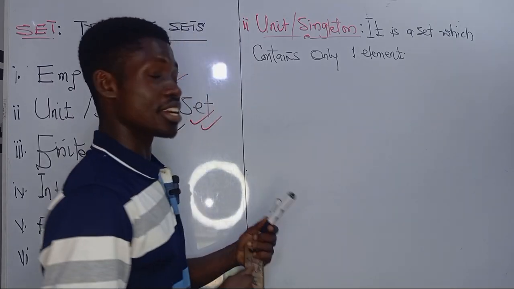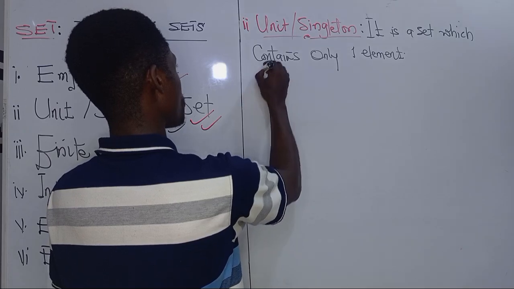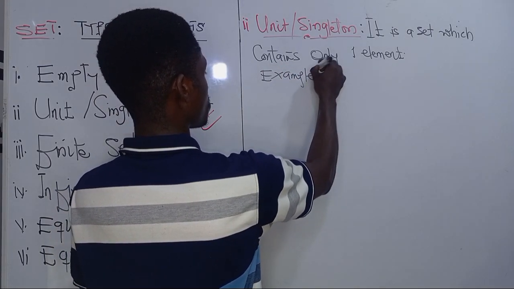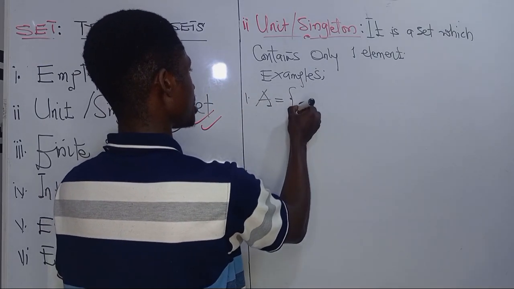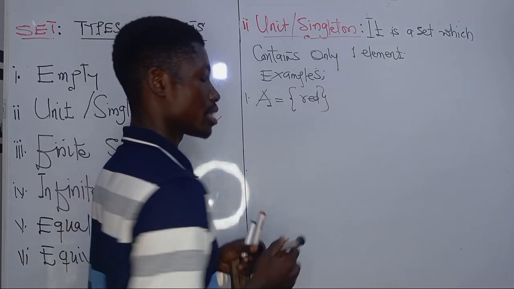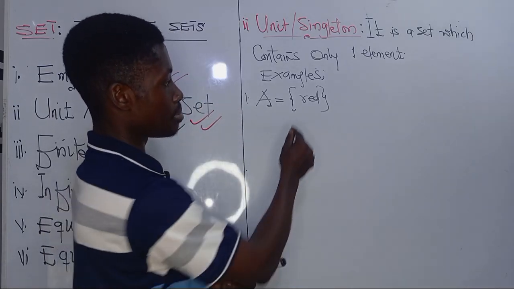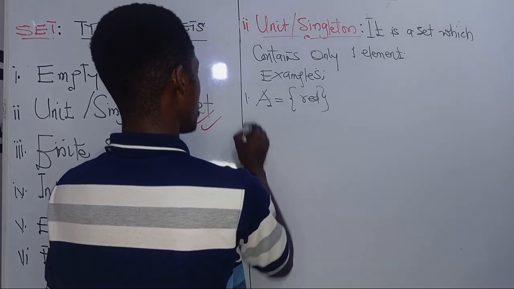So examples of a unit set or a singleton set is, let's say we have example. So you can talk of, let's say you have a set A which contains the element, let's say red. So this is a unit set or a singleton set because it contains only one element, which is what? Red. You can also look at, let's say you have set B.